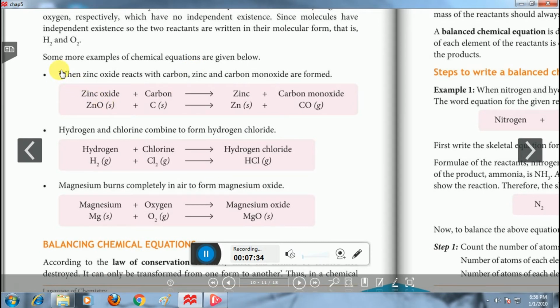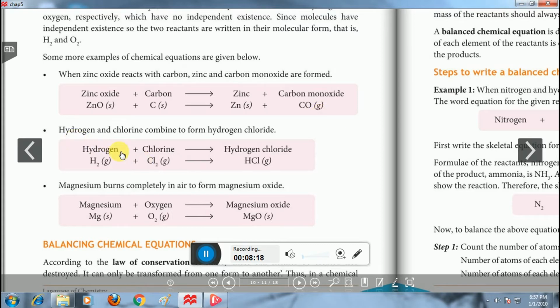For example, some more examples are there. When zinc oxide reacts with carbon, zinc and carbon monoxide are formed. Now zinc is in the atomic state Zn, since it is a metal. Carbon monoxide CO, zinc oxide ZnO, carbon C. Now zinc oxide plus carbon gives zinc plus carbon monoxide. This will be your word equation, and ZnO plus C gives Zn plus CO will be your chemical equation.